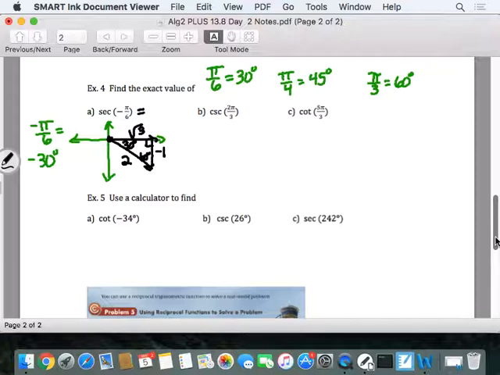Secant is the reciprocal of cosine. If cosine is adjacent over hypotenuse, this is going to be hypotenuse over adjacent. So let's look at my triangle from 30 degrees. The hypotenuse is 2. The adjacent is radical 3. We can rationalize this by multiplying by radical 3 over 3. So it's 2 radical 3 over 3.